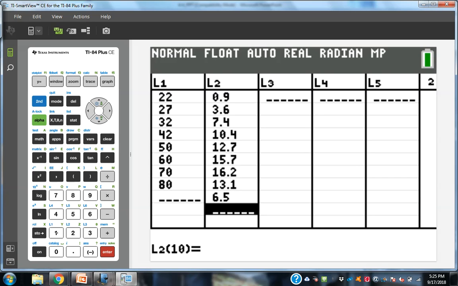What did I put in X? I missed one on the X values, didn't I? 42, 50, 60. I've got something extra in there.